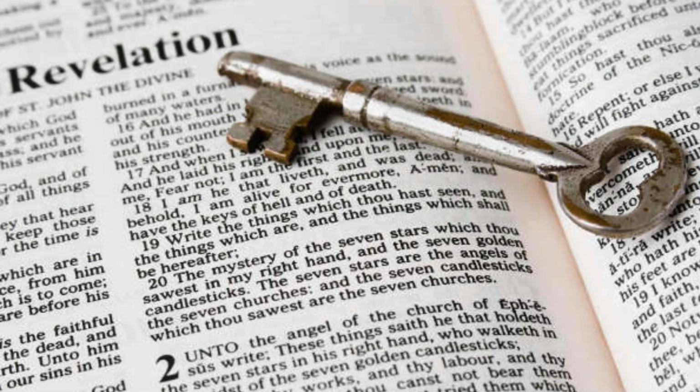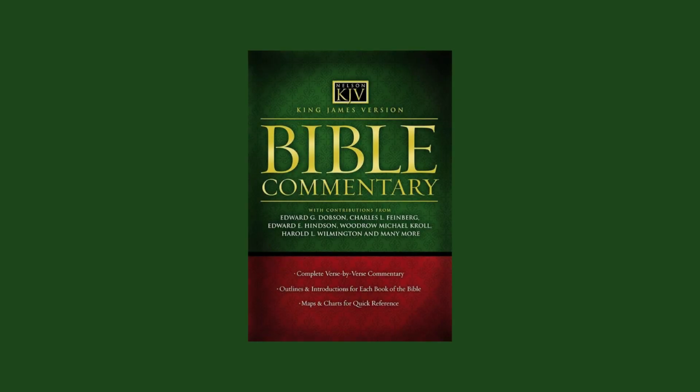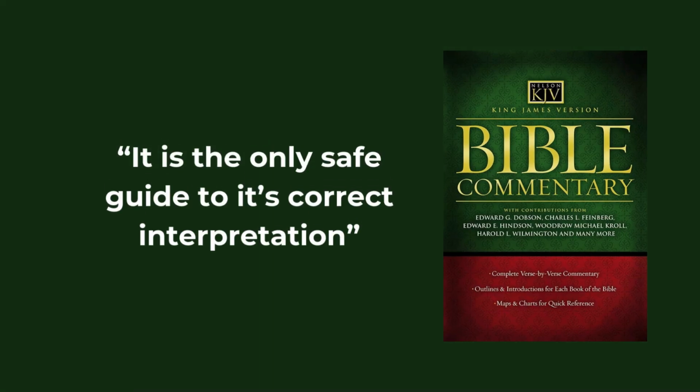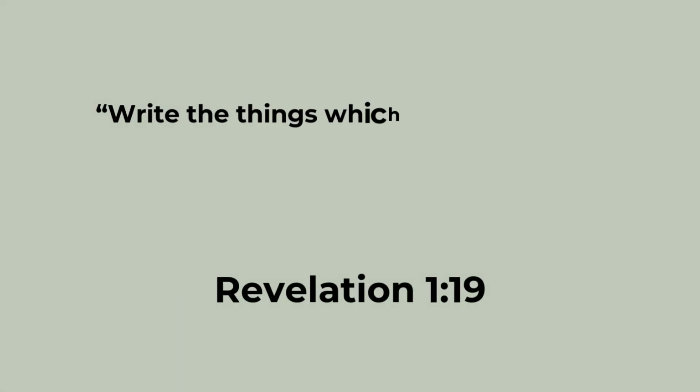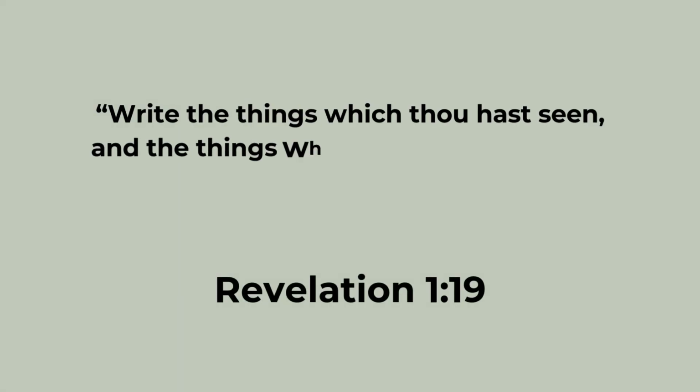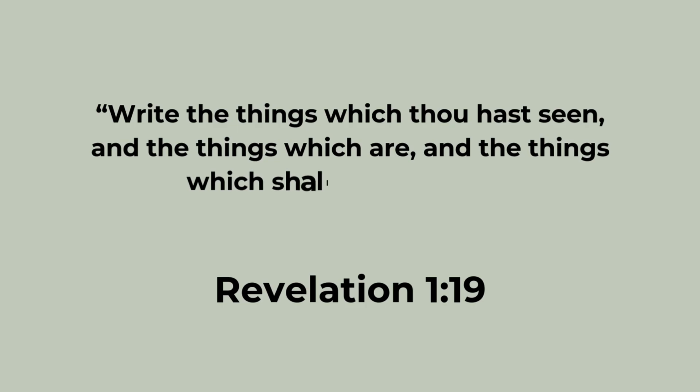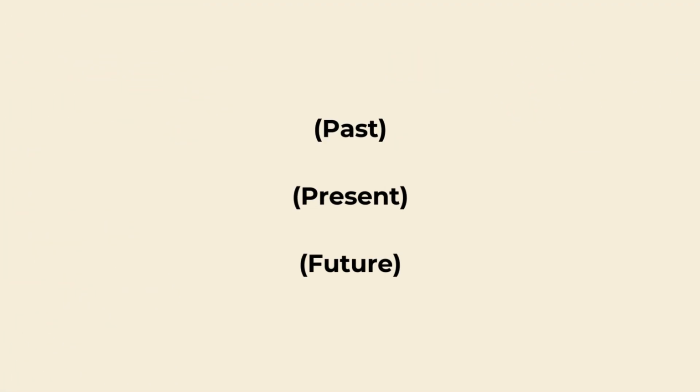Revelation 1:19 is the key to the prophecy, and as the King James Bible commentary states, it is the only safe guide to its correct interpretation. The key consists of 3 parts: the things which thou hast seen, the things which are, and the things which shall be hereafter. The language is a little archaic, so let's break it down. In simple English, it's the past, present, and future.